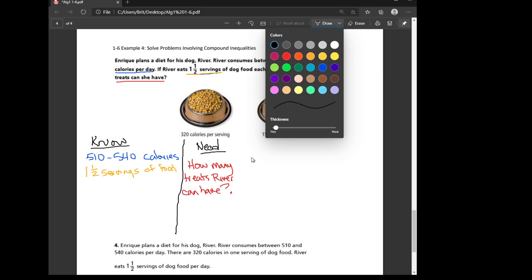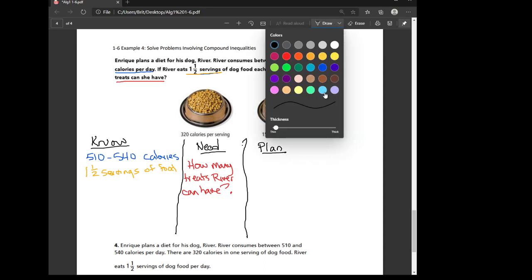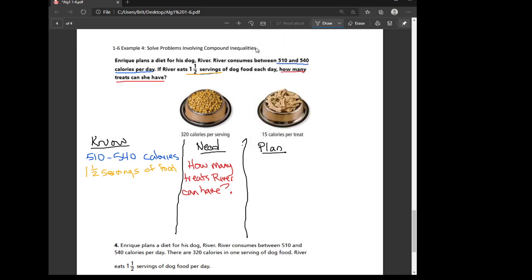And then we need some kind of plan of action to get there. Now this word problem is giving us some other stuff outside the text, okay? And unless you look for it, you may not see it. Right here, do you see the dog food? So we know that food, sorry, I had to sneeze. We know that food has 320 calories per serving. So 320 calories per serving.